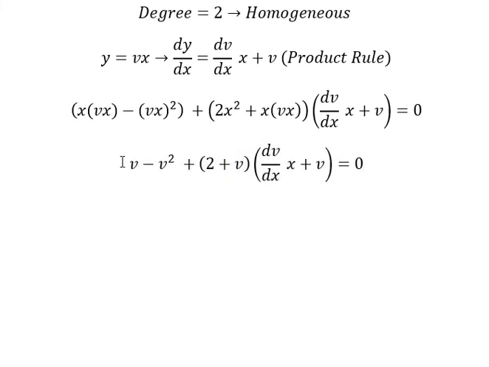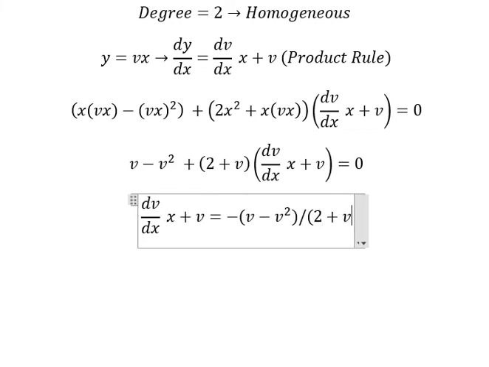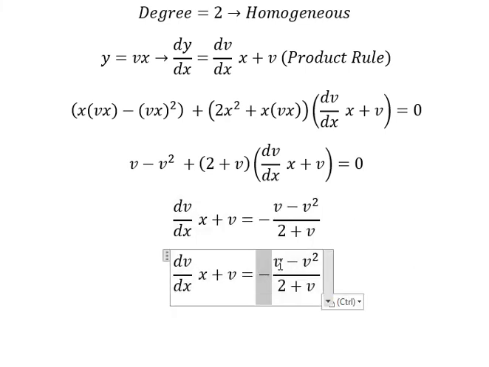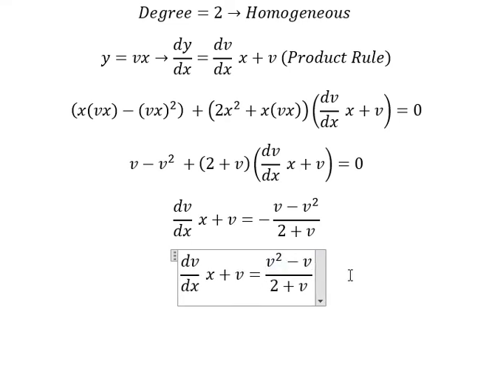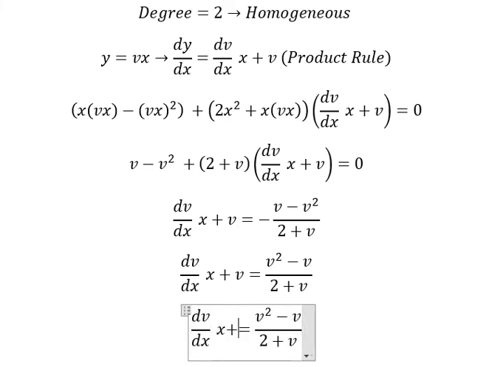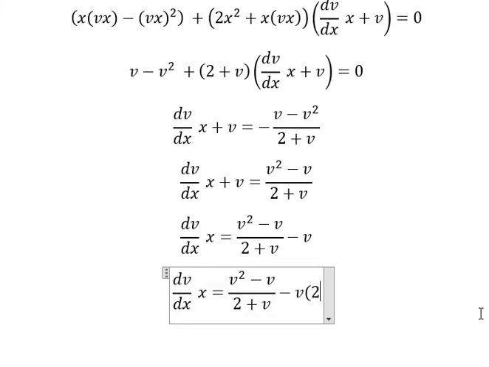Next, I will put this one go to the right, and we divide both sides by 2 plus v. Next, the negative will change the sign of this one. Next, I will put v go to the right, and we have negative v. So this one we do common denominator.